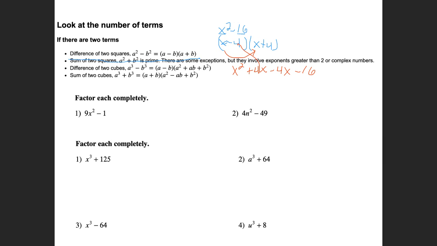Well, look what happens to the middle terms. They cross off. So I end up with x squared minus 16. It does work. That is the difference of 2 squares. And that is how you factor it.